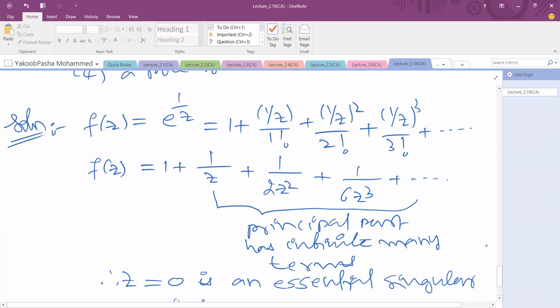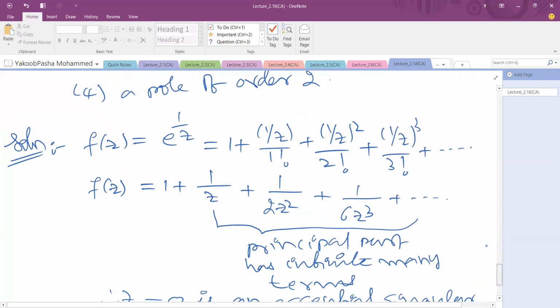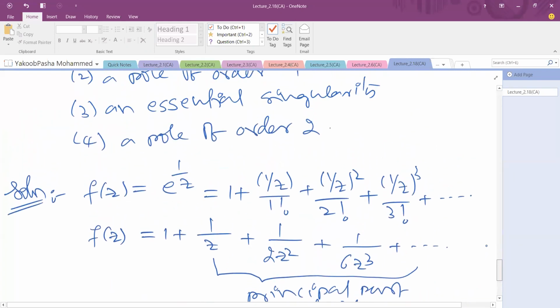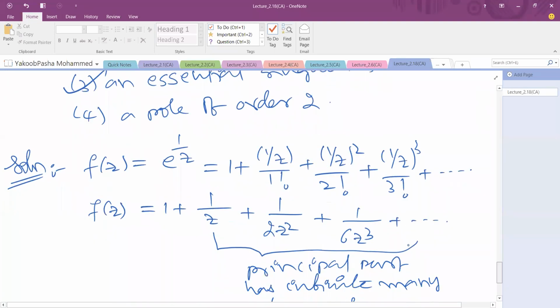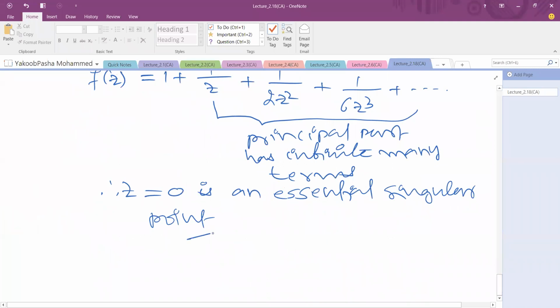Principal part does not exist. There is no principal part in the expansion of f of z. So in this case, z equal to 0 is called an essential singular point. Okay, third option is the right option.